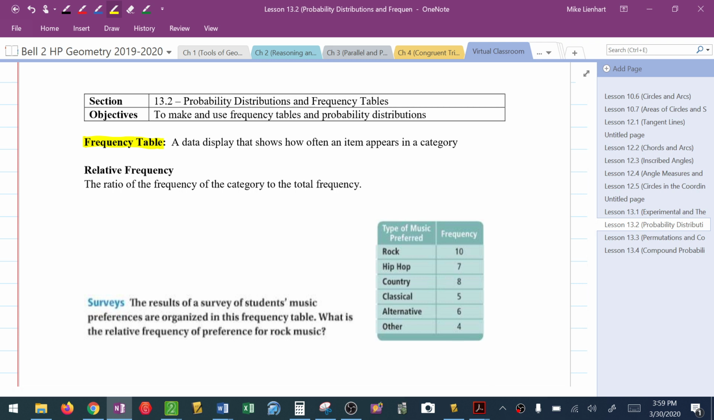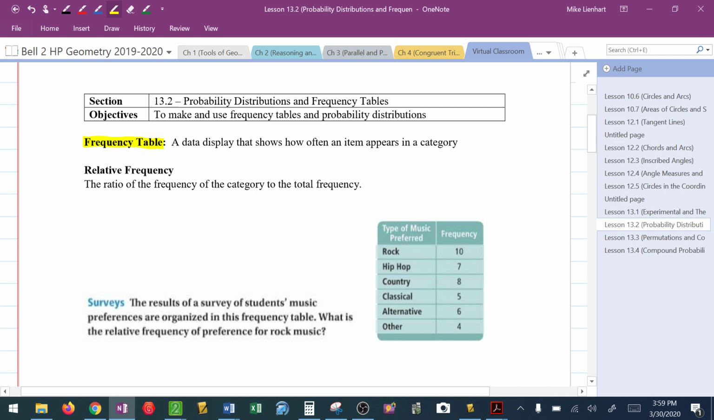Think of it kind of, if you look at this box right over on the right side of the page, how it's telling us how many people like a particular type of music. Okay, this is what a frequency table looks like. It's very simply just a way to organize your information.